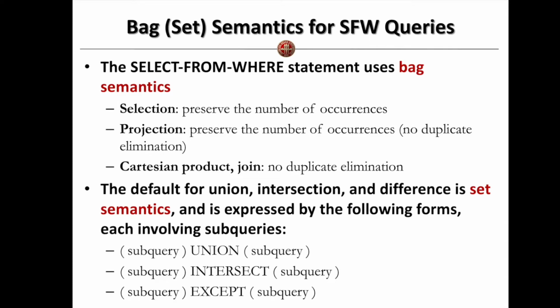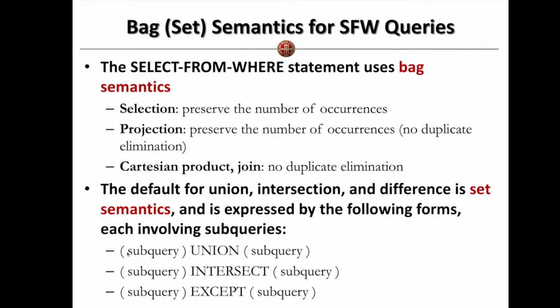As a comparison to bag semantics, we also have set semantics. If you still remember, for sets, we don't allow duplications, right? So the default for union, intersection, and difference uses the set semantics. And it is expressed by the following forms involving subqueries. By using union, intersect, and except, we can connect multiple subqueries together to do either the union, the intersection, or the difference.